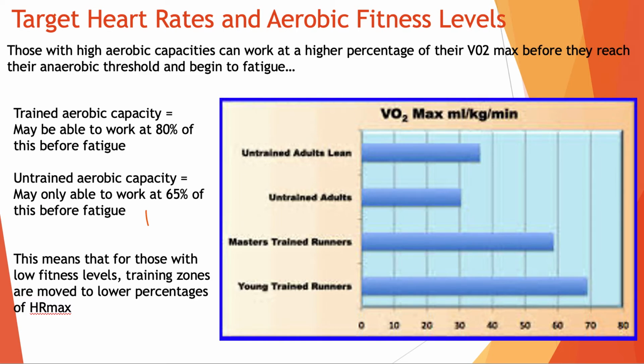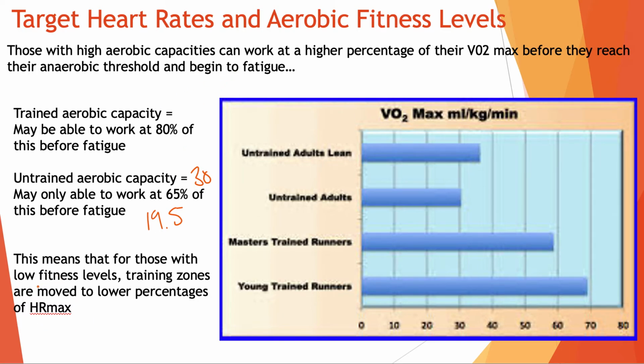On the other hand, we've got someone maybe who is untrained or perhaps has, let's say they're suffering from coronary heart disease, and so they have a much lower VO2 max. So let's take an untrained athlete and say that their VO2 max might be more like 30 millilitres per kilogram per minute. Now, this untrained athlete can't work at 80% of that before they start to fatigue. They're going to be working at more like 65% of that before they start to fatigue. Now, 65% of 30 is just 19.5 millilitres per kilogram per minute of oxygen before they start to fatigue.